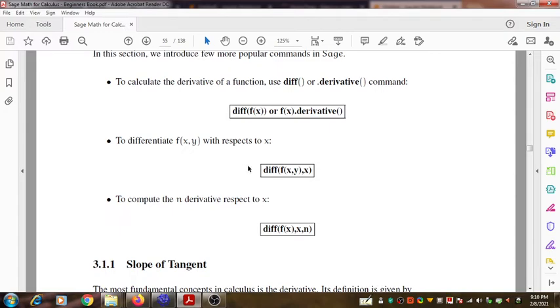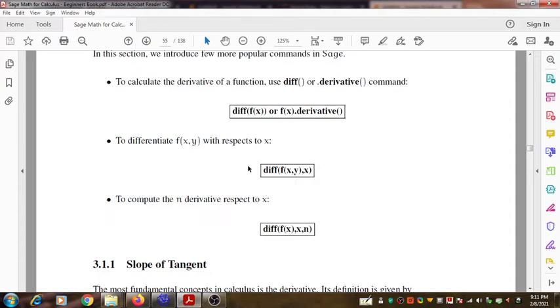So this kind of differentiation is partial differentiation. This way you are going to get partial derivatives. Partial derivatives are the derivatives when the expression contains two or more independent variables.